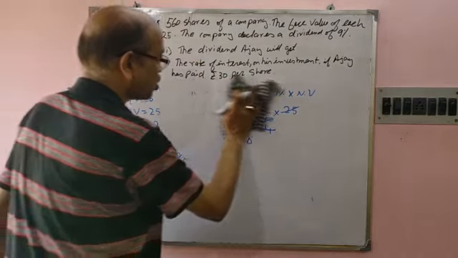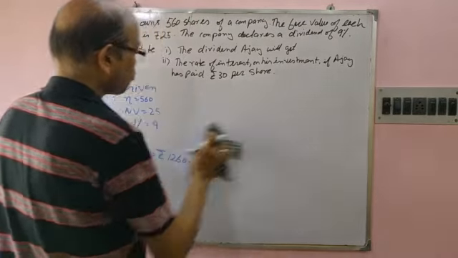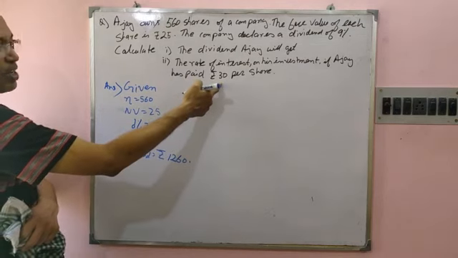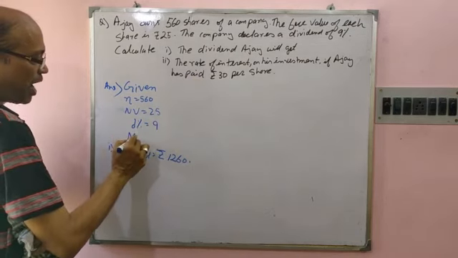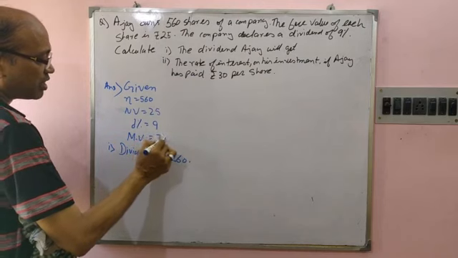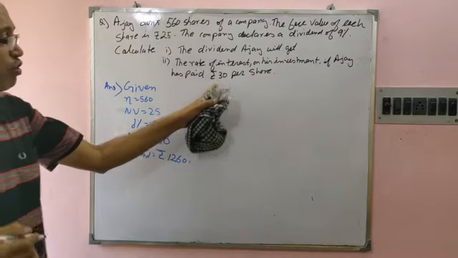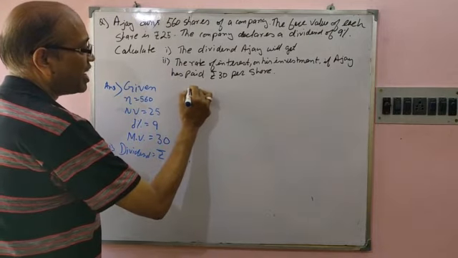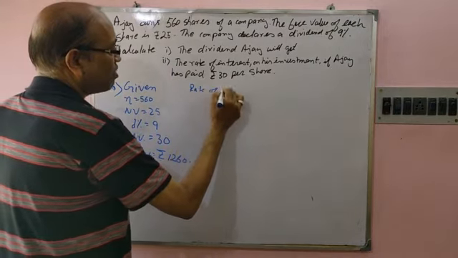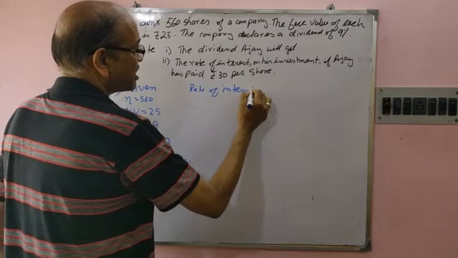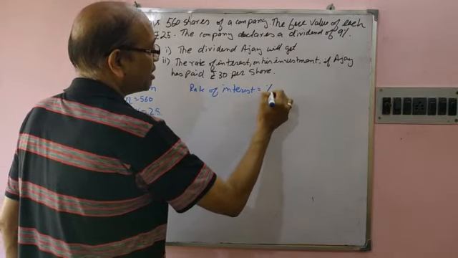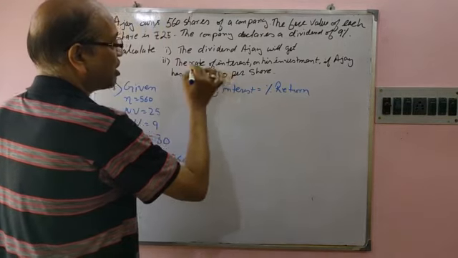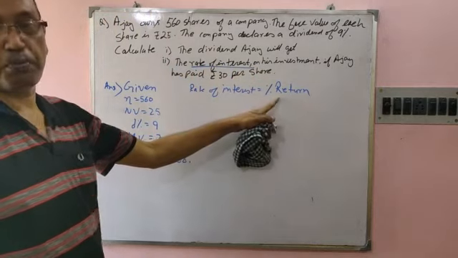Next, the rate of interest on his investment if Ajay has paid rupees 30 per share. In this case, what is the market value? Ajay has paid rupees 30 per share, means the market value is rupees 30. We have to find rate of interest. Rate of interest is nothing but percentage return. Please note these terms.